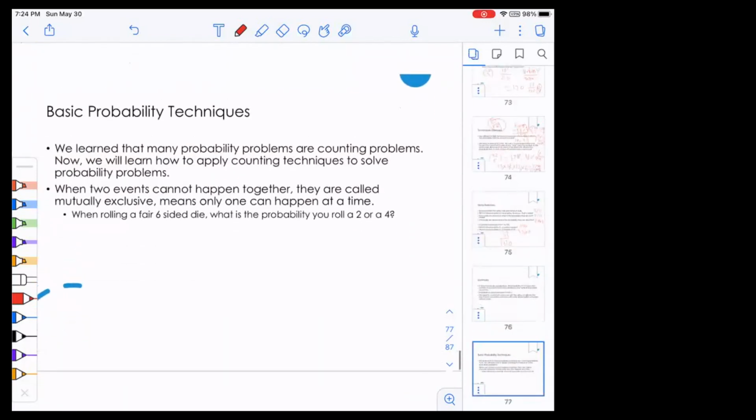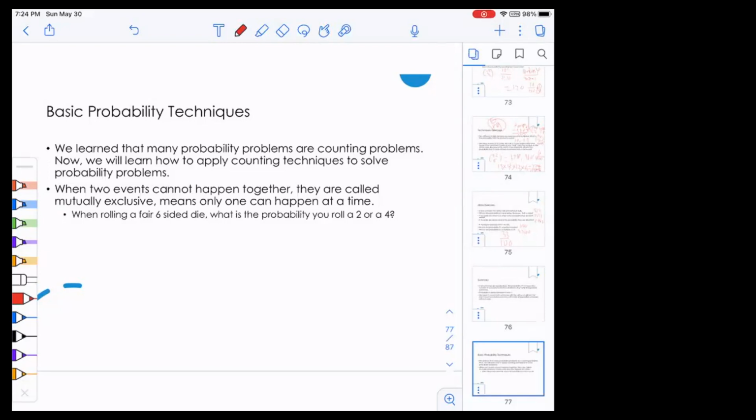Now we are going to move on to basic probability techniques. So in here we learned that many probability problems are counting problems, basically. And now we need to learn how to apply counting techniques to solve probability problems. So we're going to use our casework. We're going to use the complementary counting, counting what we don't want, and all this stuff.